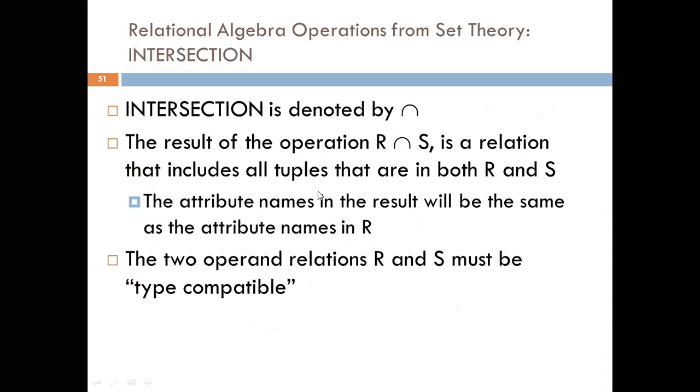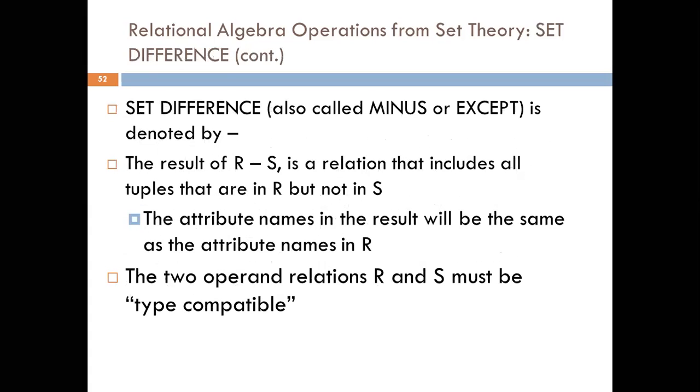So the intersection operation is denoted by the standard mathematical intersection symbol. The result of this intersection operation is a relation that includes all the tuples that are in both relations R and S. So a row which is present in both the tables will be in the result. That is the mathematical intersection operation. The two operand relations R and S must again be type compatible to perform this intersection operation.